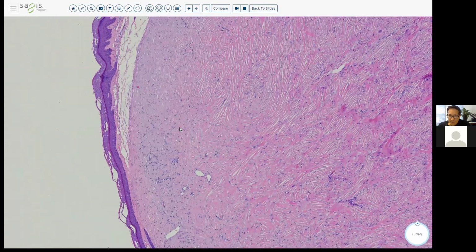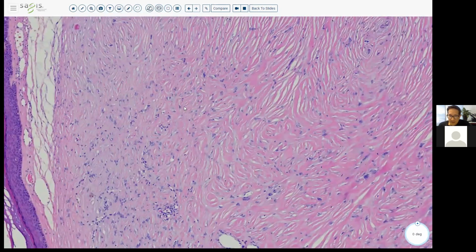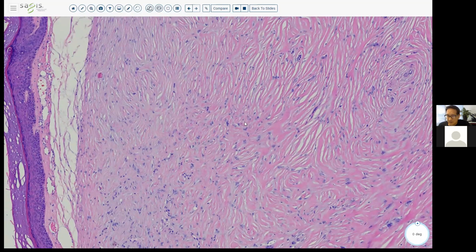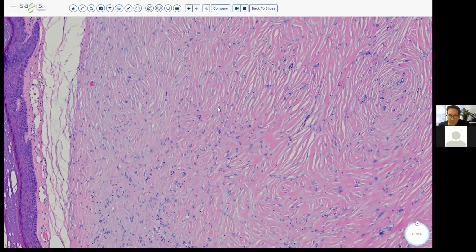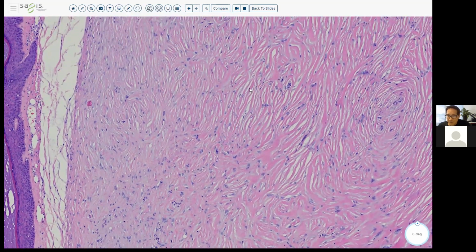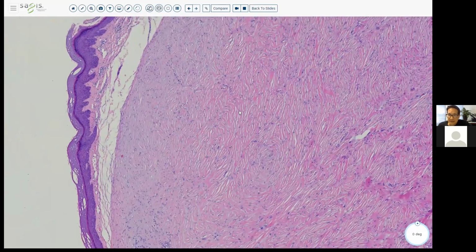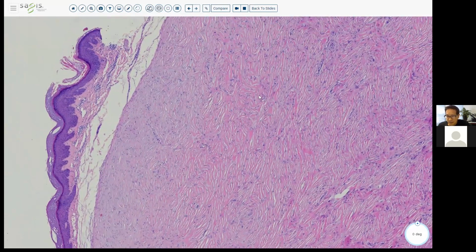And then when you look at the cells themselves, they are small, maybe a little bit spindled in some areas. They do have this kind of bluish cytoplasm, and occasionally you might have a multinucleated cell or two, but most of them are just mononuclear cells. But it's really this slit-like pattern to the collagen that should clue you to what this is. This is a sclerotic fibroma.